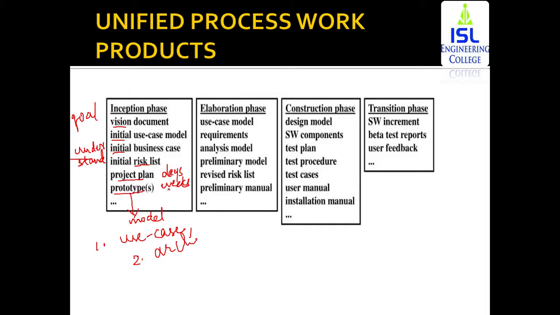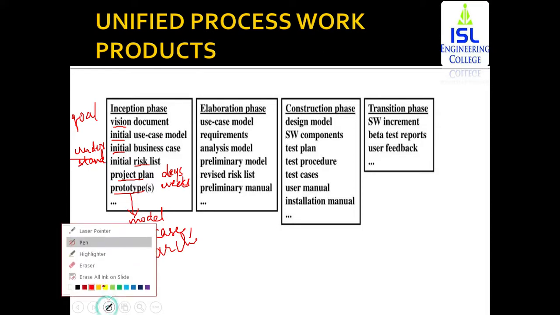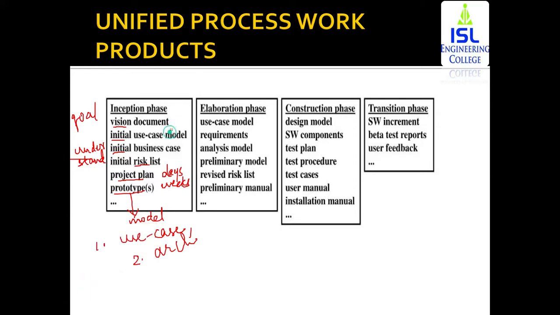Whereas within the elaboration phase, you're going to elaborate this initial use case model. This model that was developed in here, you're going to expand. Then you have an analysis model, that is the 5 different views. 5 views are added. Then you're going to revise the risk list, and the preliminary manuals will be added. That is how you're going to troubleshoot a particular risk, that will be identified in here.